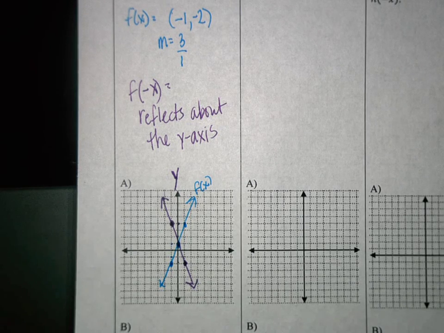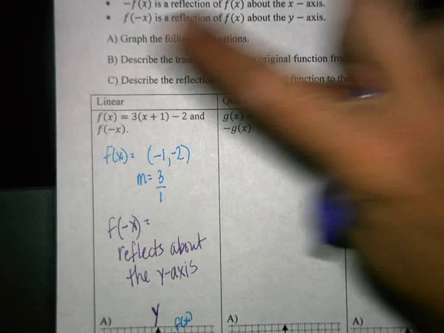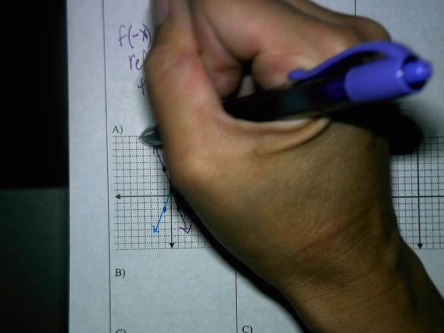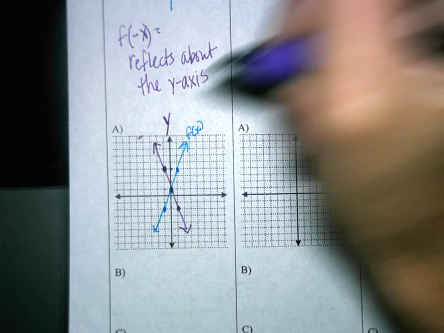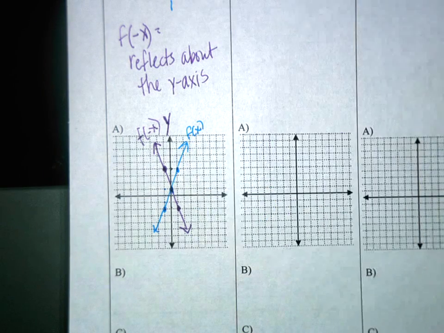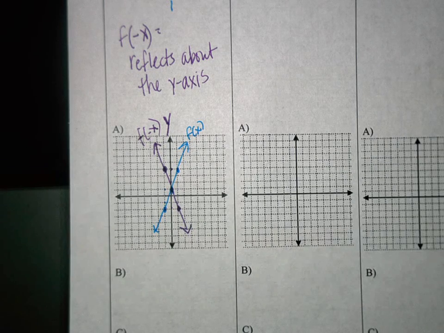Now, we graphed both of the equations, which was the A portion, and then it says, describe the translation of the original function from your parent graph. Okay, well, first of all, I want to make this actually f of negative x, just so we have it labeled on here. Okay, so all of our parent graphs go through the point, what? 0, 0.